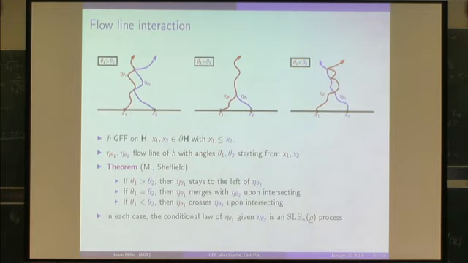And using a small generalization of the theorem that I just presented to you today, you can always calculate the conditional law of one path given another, and it's always a certain type of SLE process, which is called SLE kappa rho. So you can completely describe all of the interaction of these flow lines.